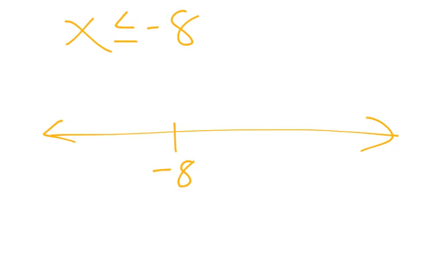All right, so anything less than -8 is going to be to the left, and it does have that equal to, so when we get to the -8, we are going to shade in the dot.